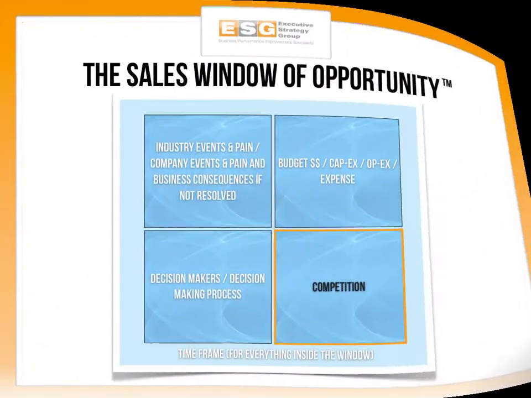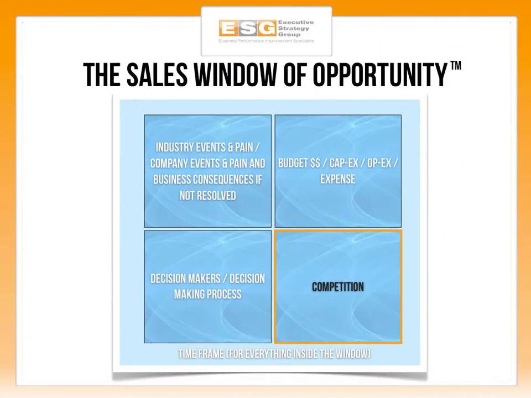So in this video, as you can see from the Sales Window of Opportunity, we've covered three quadrants: the industry pains and events that your prospects are feeling, and the challenges around that, the upsides if they solve it, the downsides if they don't, or the business consequences if they don't resolve it. Next is, do they have money? Have they allocated funds to solve that challenge? Yes or no, and what type of budget is that? And roughly, what's the process to roll that budget out?